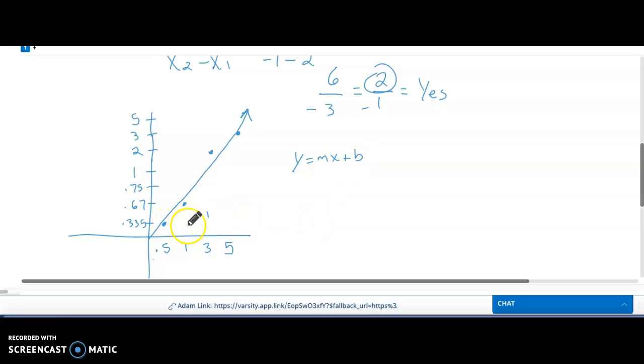So we see here that the base, where it starts at on the y-axis, is at 0.335. That's where it starts on the y-axis. So my base is going to be 0.335. Now all I need is my slope. So I can just use my slope equation. M equals y2 minus y1 over x2 minus x1.